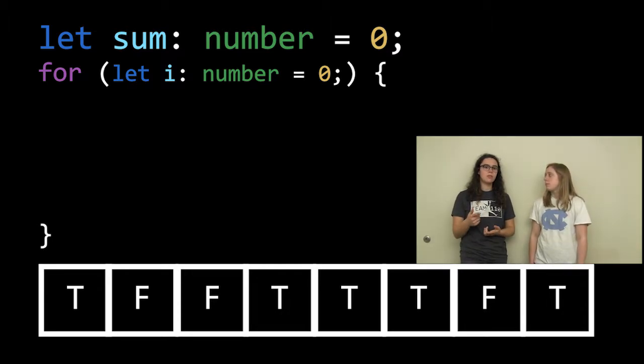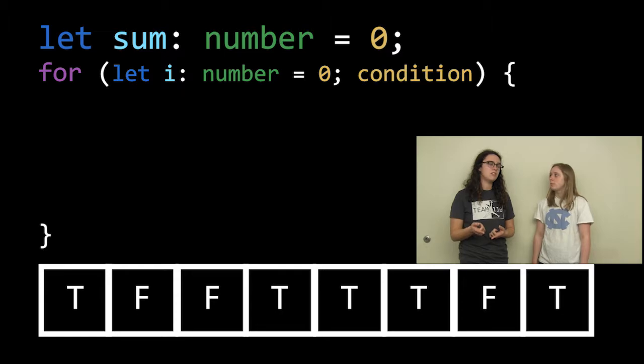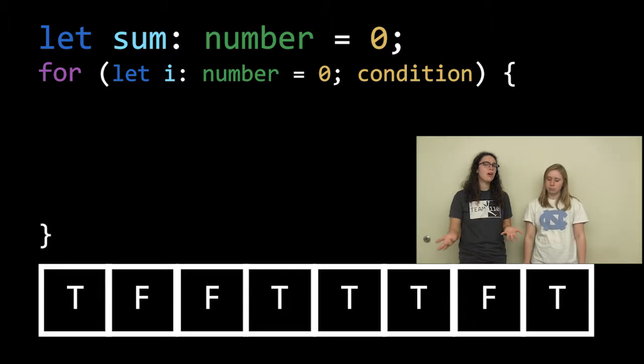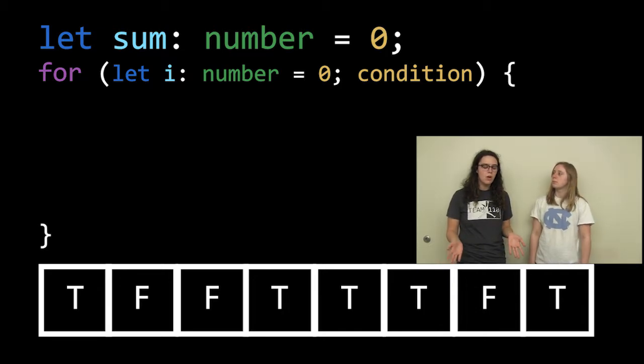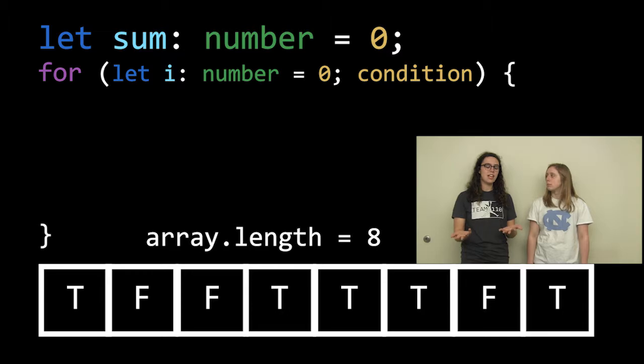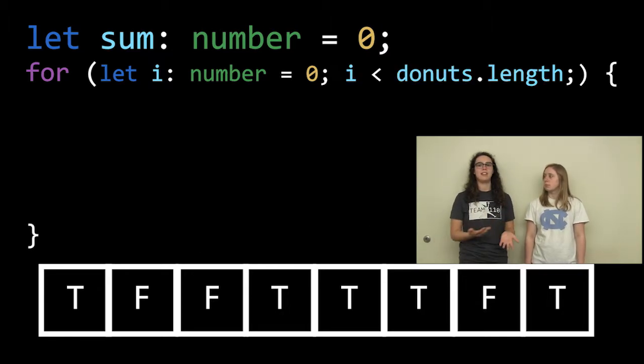Now we want to keep going through this loop based on a certain condition, right? What condition would that be? Well, we want to keep going until we run out of donuts. That sounds like a good idea. We don't know how many donuts we have, so we'll have to figure out how long our array is first. Luckily, arrays have a property called length that we can use to check how long it is. So we're going to keep going through this loop while I is less than the length of donuts.